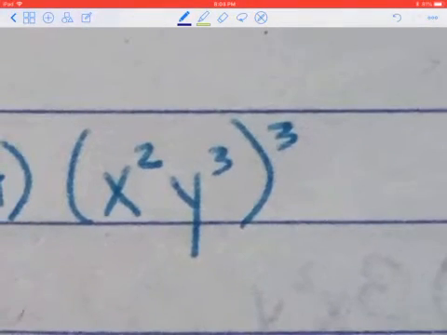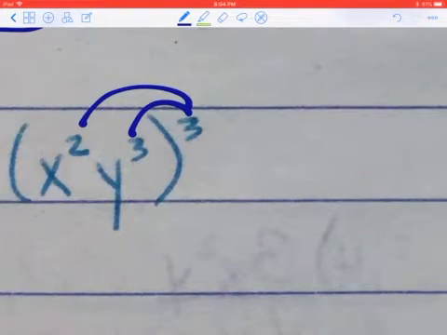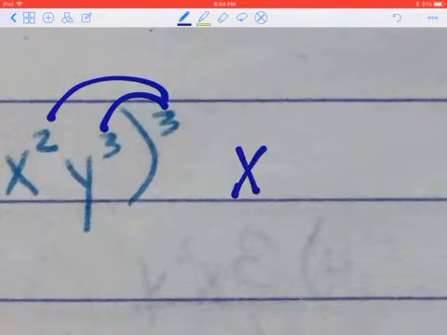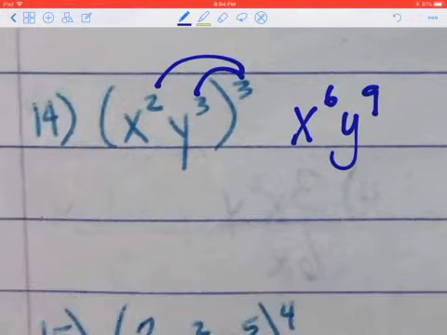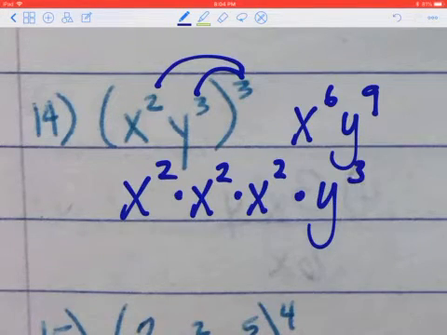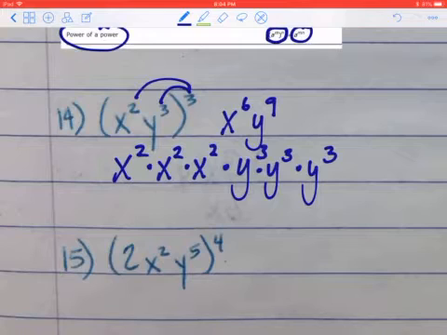So for example, here we're raising this, so it's almost like we're distributing that. So if you need to see what's happening, x to the 6, y to the 9. Well, it's saying x squared times x squared times x squared, and if we add them, we're going to get x to the 6 times y cubed, y cubed, y cubed. That's really what it is if we expanded it.